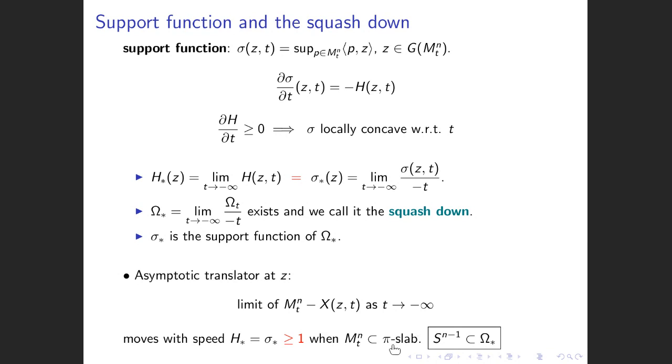Now if you think of translators that live in a slab of width pi, because you can use the green plane as a barrier, we have that any such translator should move with speed at least 1. So the first property that we get about the squash down is that sigma star, the support function of the squash down, has to be at least 1. This means that the unit sphere has to be contained in omega star.